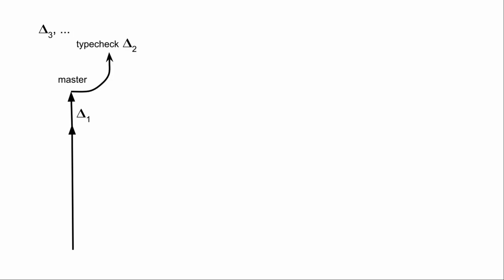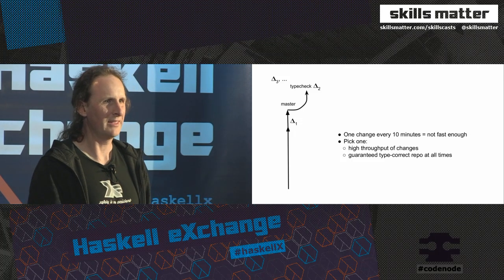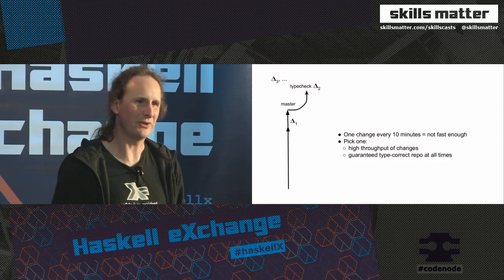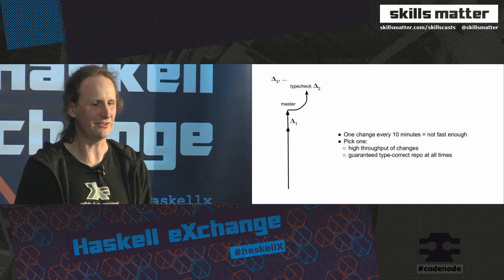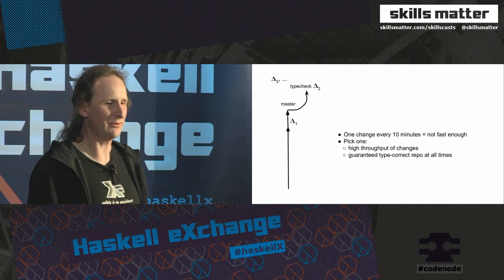But only once we've done that can we finally type check delta 2, because we don't know for sure that if we had type checked delta 2 against the point where delta 1 was added to the branch, that would have type checked. So you can only do this in a linear fashion. And if we do this once every 10 minutes, that's not going to be fast enough. So you have this choice. You can either do a high throughput of changes, or you can have a guaranteed type correct repo at all times. You can't have both of these.